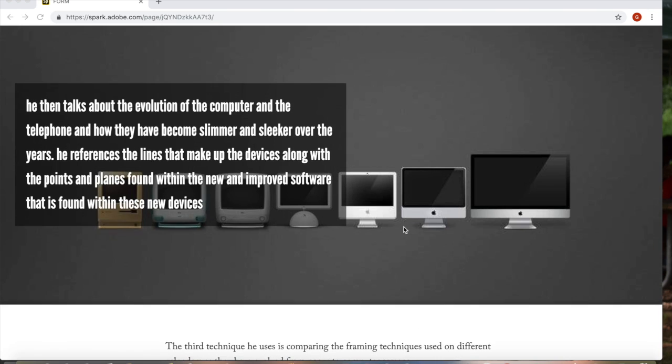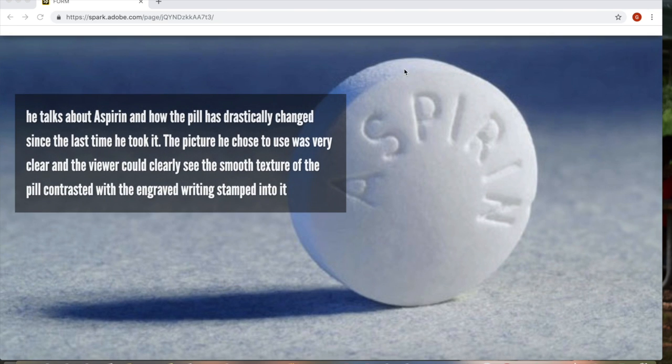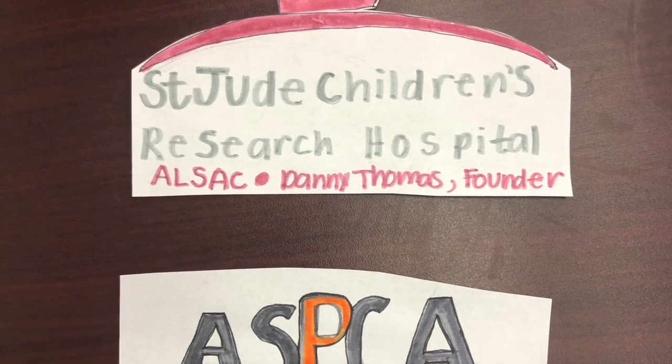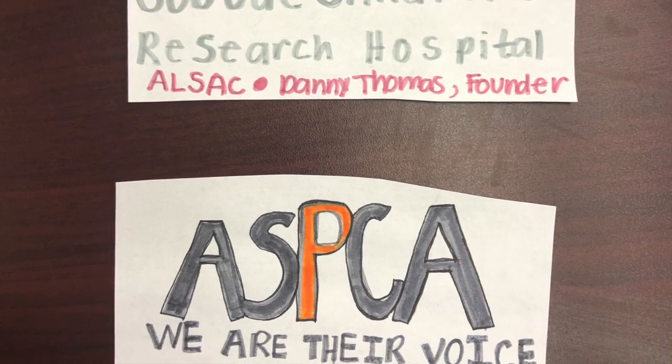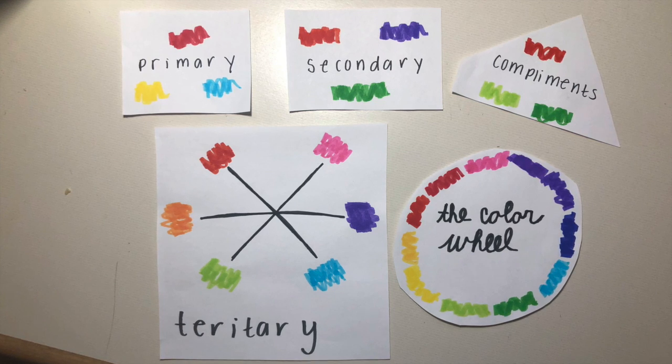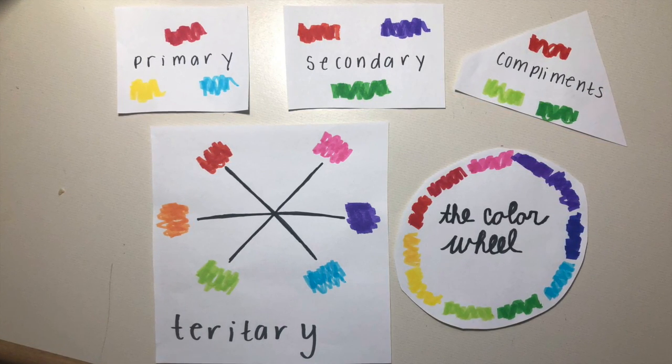Big companies typically will do this to make people feel bad and donate money. For example, St. Jude's and the ASPCA show pictures of sick kids and dogs to make people more likely to donate. The final design tool designers use is color.